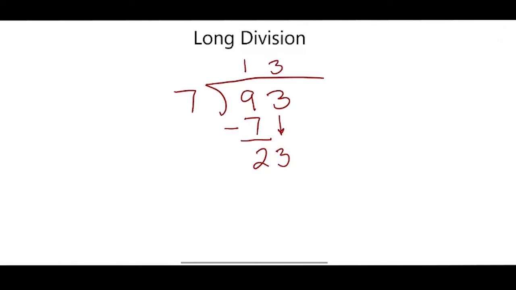So now I do 3 times 7. 3 times 7 is 21. And now I do the subtraction again. 23 minus 21 is 2. And notice there's nothing over here to bring down. So I'll put an R here, and that's my remainder. So my quotient is 13, and my remainder is 2. So 93 divided by 7 is 13, remainder 2.